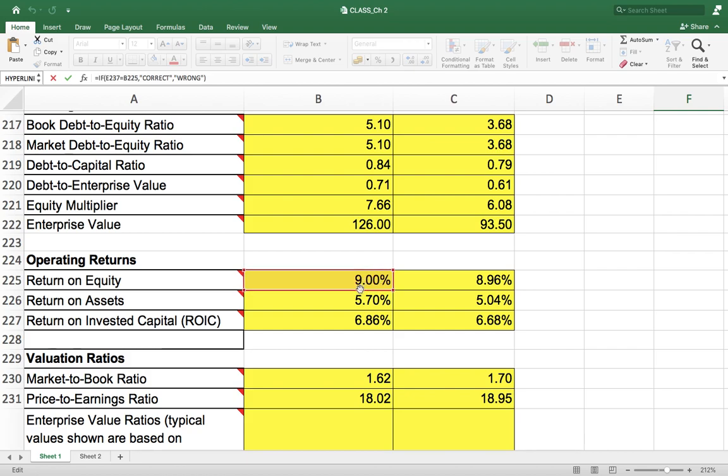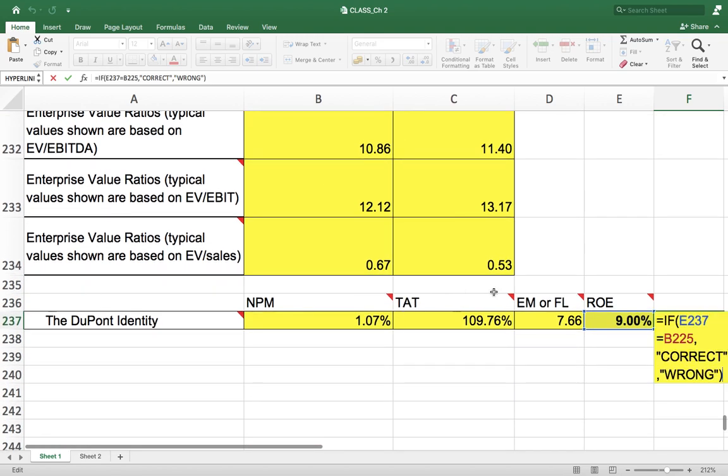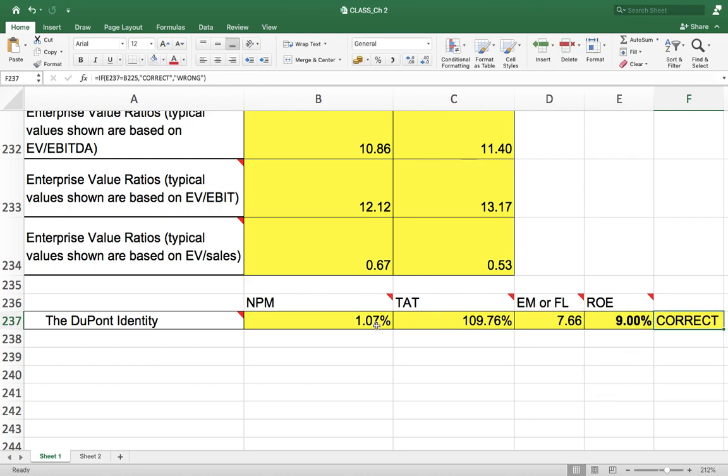So here it is calculated by formula, here calculated by DuPont. If you have committed some error somewhere, this will not match. For example, instead of 1.07%, I put 2%. You see, it came as wrong automatically. Why did it come as wrong? Because the net profit margin is not the same which should be used here. So I changed it to 1.07, so it is correct now.